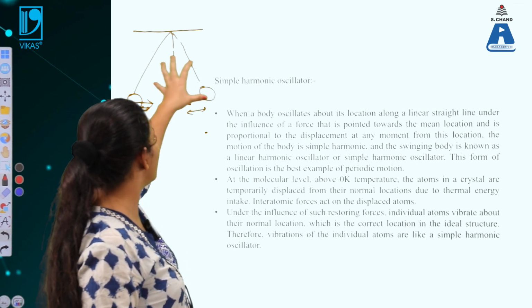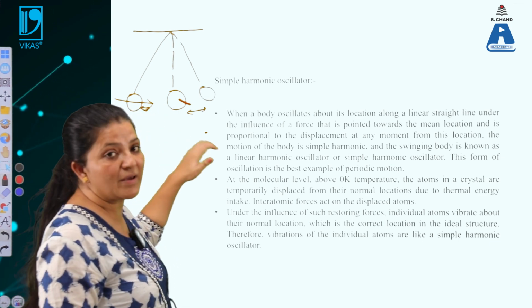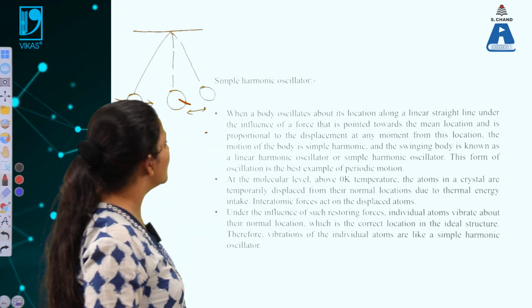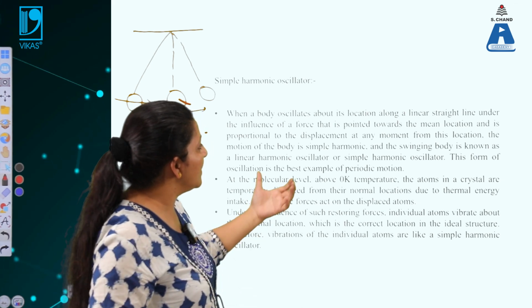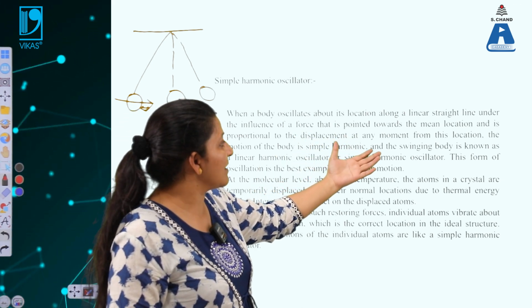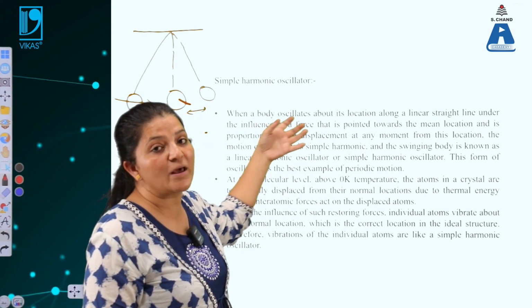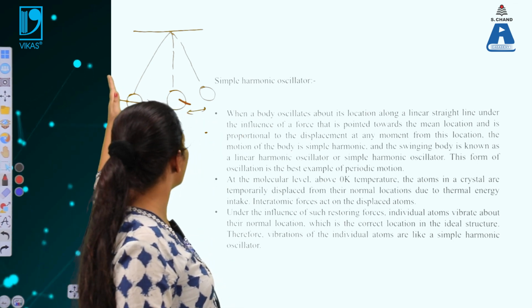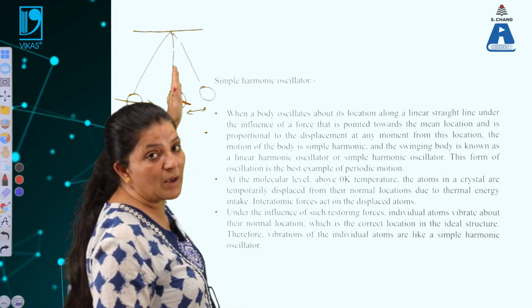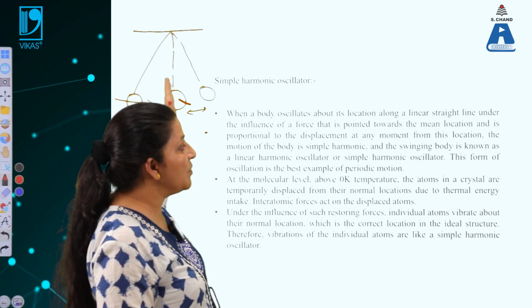Now we want to describe what kind of oscillations there are. That will be described mechanically or electrically. So when the body oscillates about its location or the mean position along a straight line under the influence of force, it means in the starting we have to apply the force. So the force is applied to the body at the start. After the application of force, the body will start oscillating about its mean position.